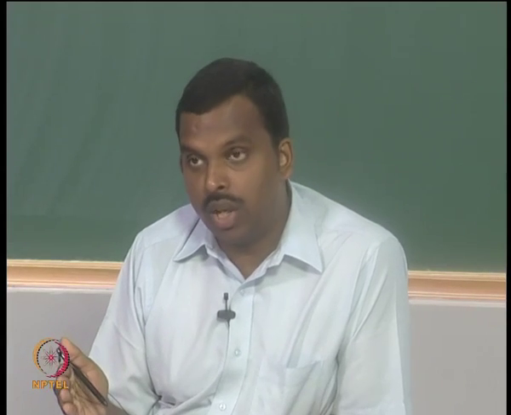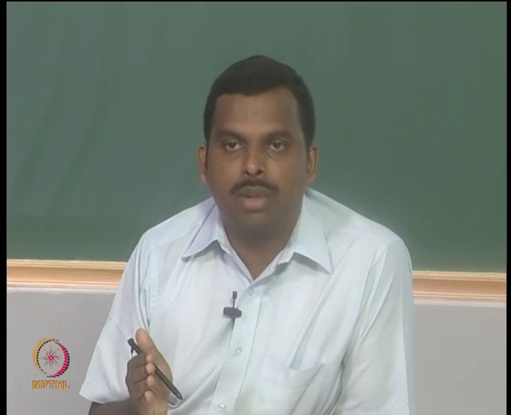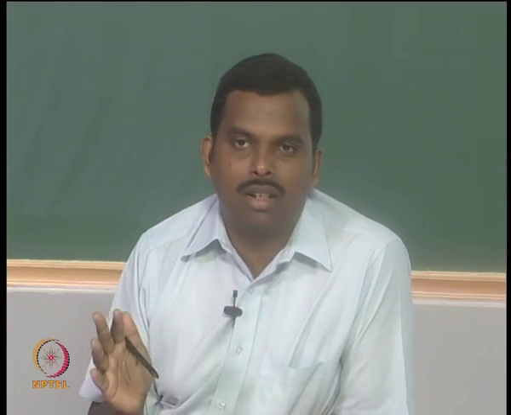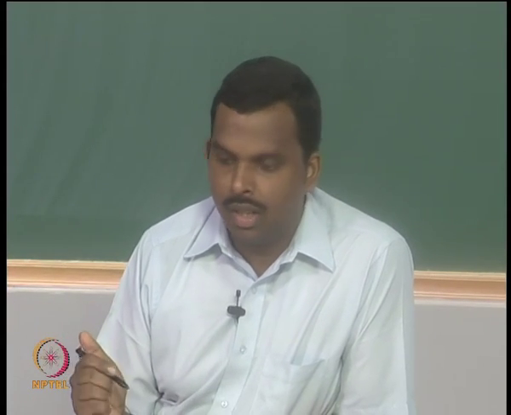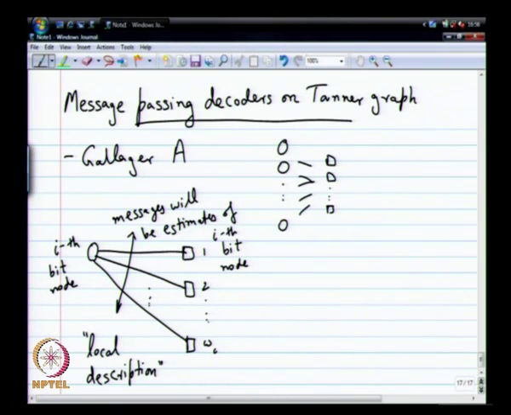Any message that is flowing into the ith bit node will once again be an estimate for the ith bit. Okay. So, that is the main idea to remember in this description. If you remember that idea, many of the things will be very simple. You can also describe it in the matrix language, but it is a little bit more involved. So, the best thing to do is the Tanner graph. Is that all right? Okay.